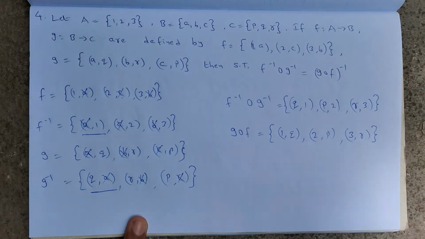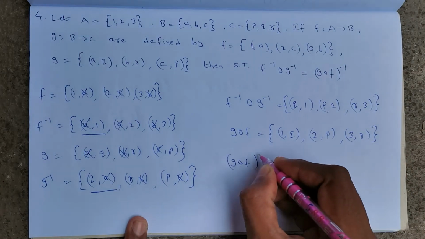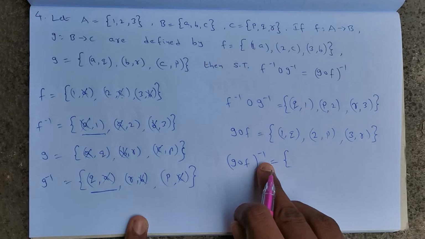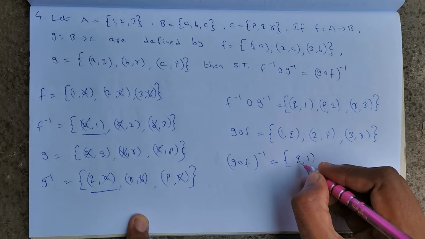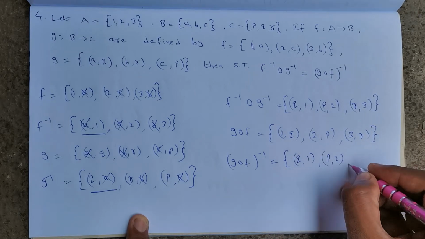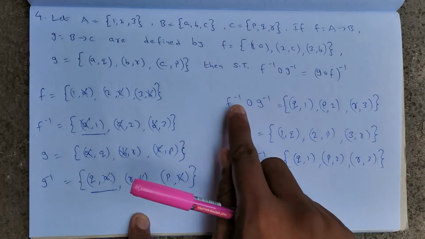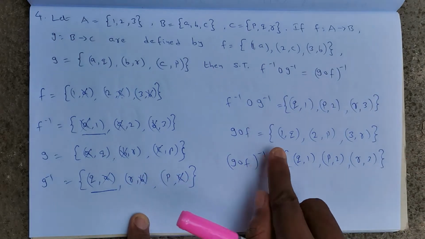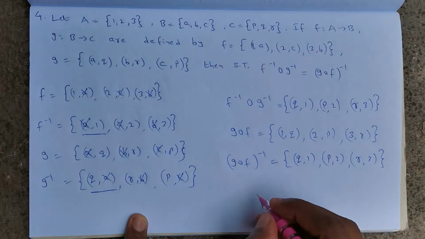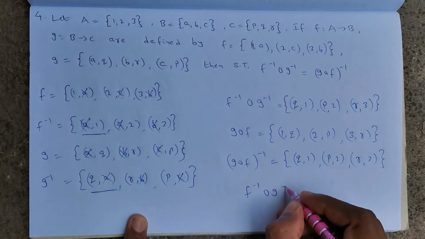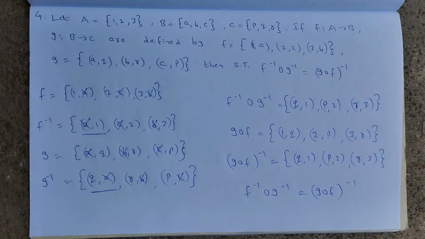This is g of f. But what we want here is g of f whole inverse. Simply, we are finding the inverse, so exchange the coordinates. 1 comma q we can write as q comma 1, 2 comma p will become p comma 2, 3 comma r will become r comma 3. So if we observe f inverse of g inverse as well as g of f whole inverse, both are q comma 1, p comma 2, r comma 3. So we can say that f inverse of g inverse is equal to g of f whole inverse. Hence proved.